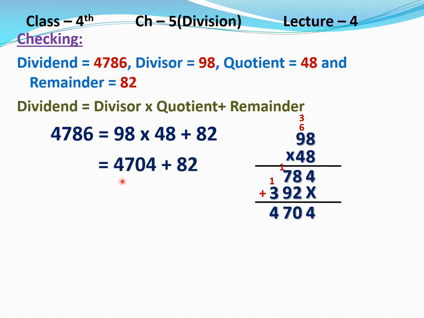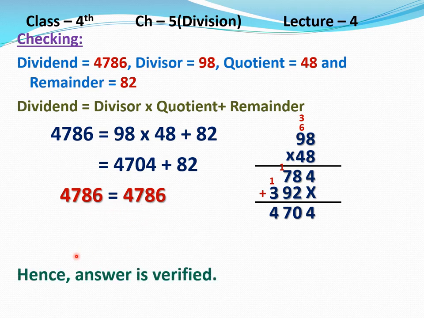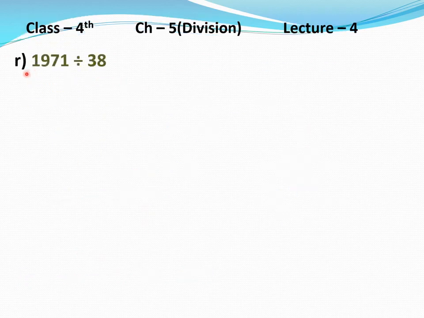Write down equal to 4704 plus 82. Now add 4704 plus 82. Clear? That is equal to 4786. Left hand side and right hand side both are equal. Hence the answer is verified. Clear? Now our part: 1971 divided by 38.